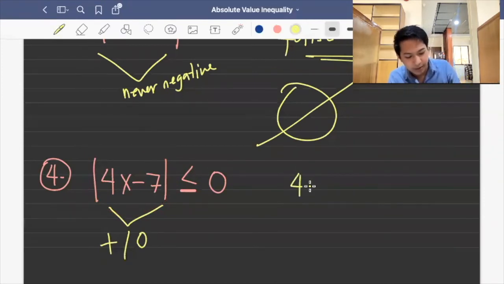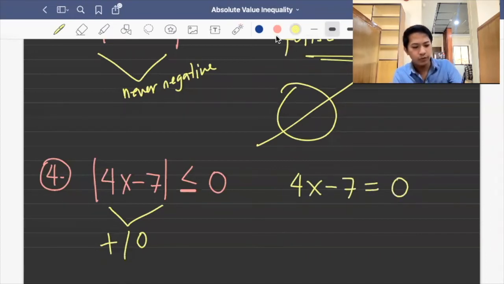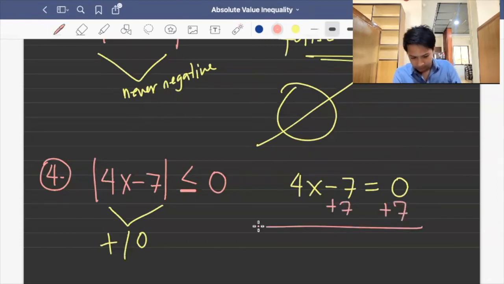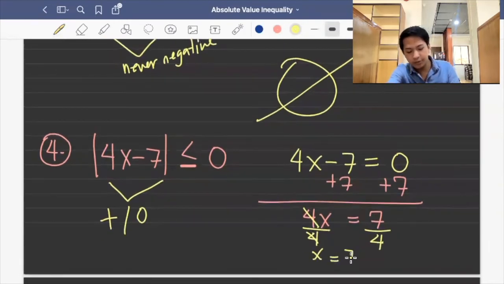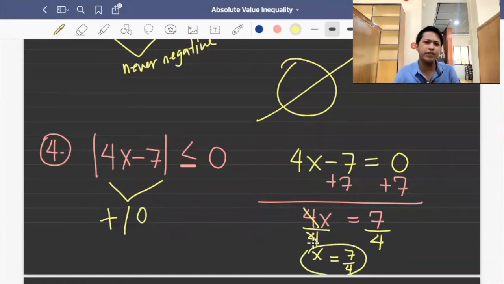4x minus 7 is equal to zero. We have to add 7 on both sides, addition property of equality. 4x is equal to 7. And then we're going to divide both sides by 4. We have x, okay? X is equal to 7/4. Now, sir, ano ng 7/4? Class, this is the only solution to our absolute value inequality. 7/4.